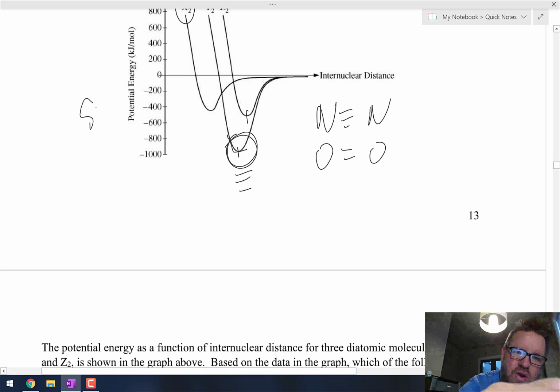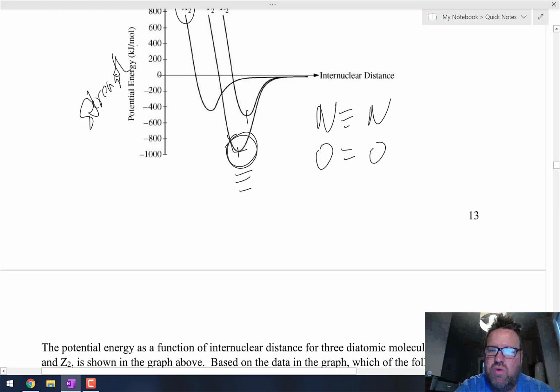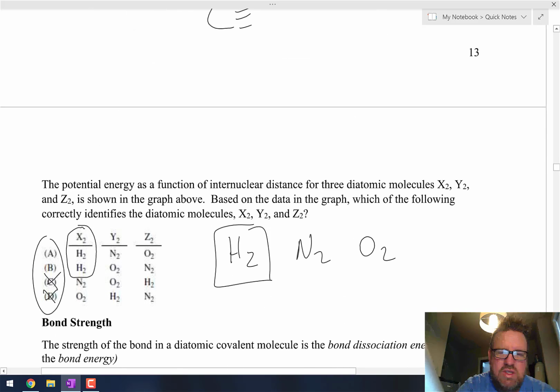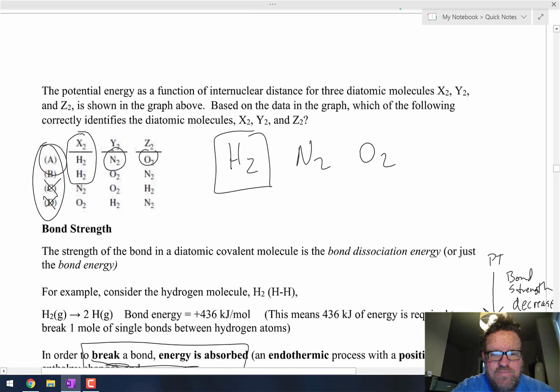Again, over here is the bond strength. That's what tells you whether it's nitrogen or oxygen. So N2 with its triple bond must be this lower one here. So N2 is Y2. So that would have to be this one, and then therefore Z2. So the correct answer is therefore A.